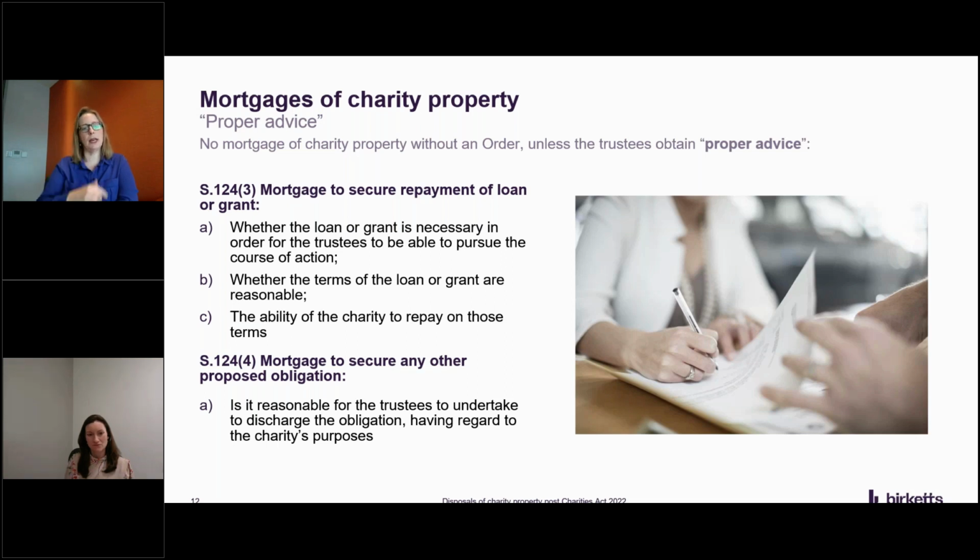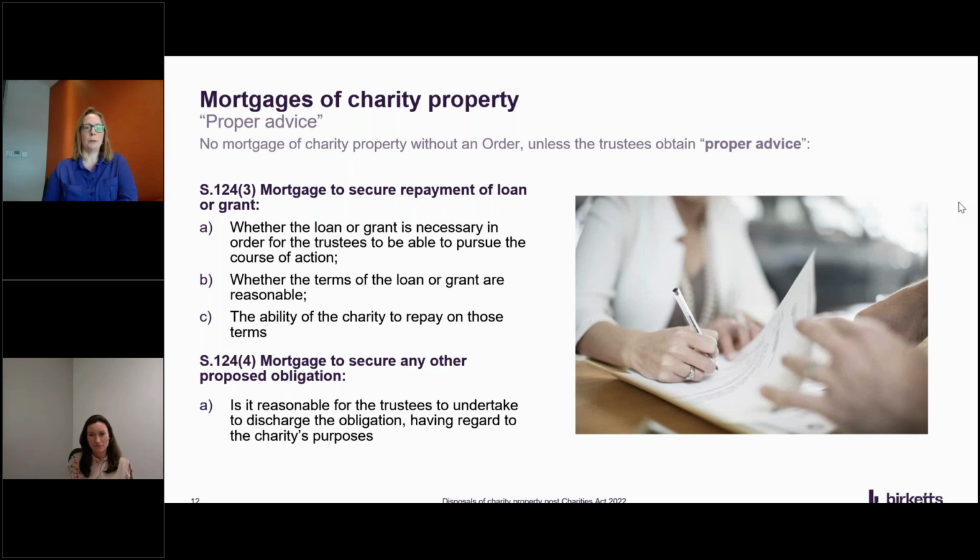The other one, which we see less frequently, is a mortgage to secure any other proposed obligation. An example of that that we've dealt with recently is where a charity client is securing funds due under a court action, and the idea is to secure that against the land. That's what the person who's owed the money wants to do. And so in that case, the requirement is for the trustees to look at whether it is reasonable to do that, having regard to the nature of the obligation?